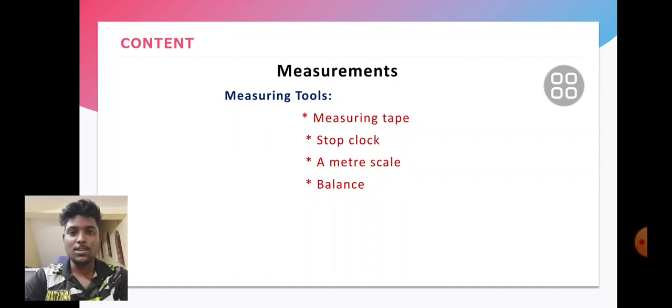First of all, just think we are measuring things in our day-to-day life, like in centimeter, meter, kilometer, and so on. Today we are going to start with the measuring tools. Just see what are all the basic measuring tools: a measuring tape, stop clock, a meter scale, then balance.